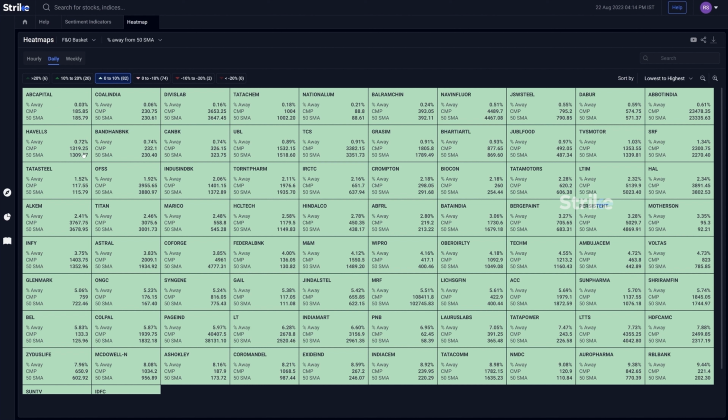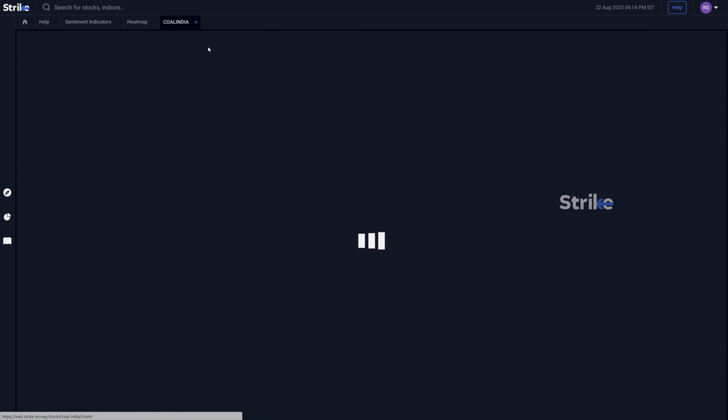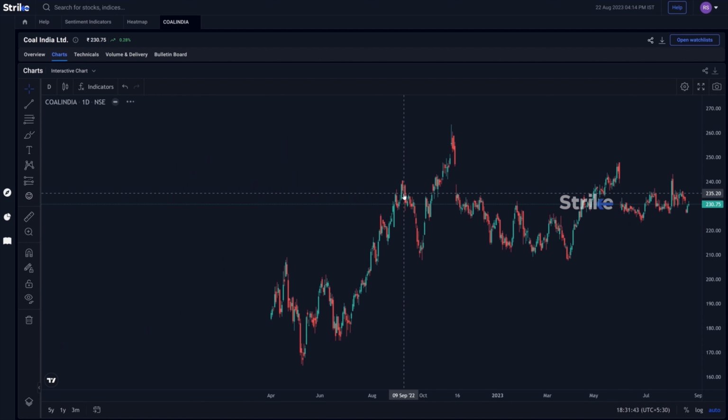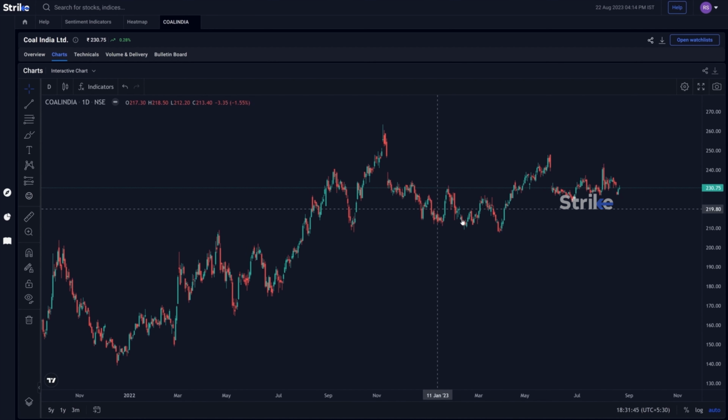Okay, so now I have this list, and I might want to see, can I get a visual of this particular stock and see how it looks? So I click on Coal India. You see Coal India showing up here. This is the chart tab under the technical section. It immediately opens up, so you can look at the chart and see what it looks like.